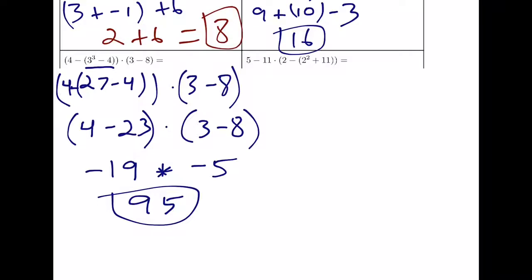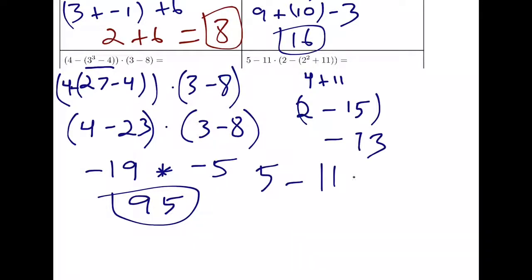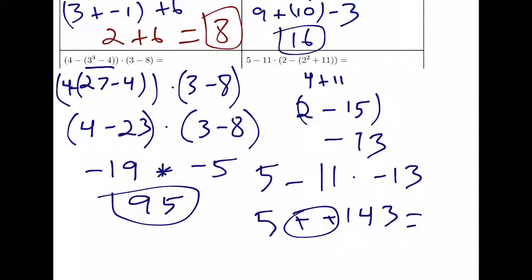Here on the right, I start with my inner layer of parentheses. The exponents happen before the addition, so this becomes 4, and then I add 11 to that. So all of that gives me 15. So then when I take 2 minus 15, I end up with a negative 13. And then I have 5 minus 11 times a negative 13. 11 times a negative 13 gives me a negative 143, to be specific. And since I am subtracting a negative here, I am going to end up adding. So you should get 148.